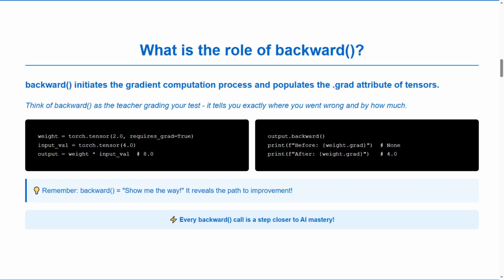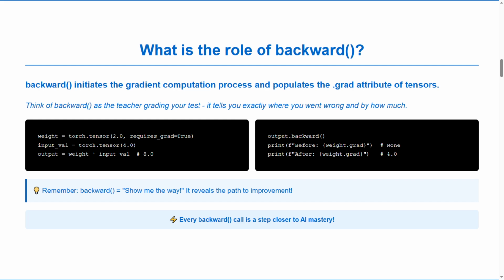Our fourth question is, what is the role of backward? Backward initiates the gradient computation process and populates the grad attribute of tensors. Think of backward as the teacher grading your test. It tells you exactly where you went wrong and by how much.